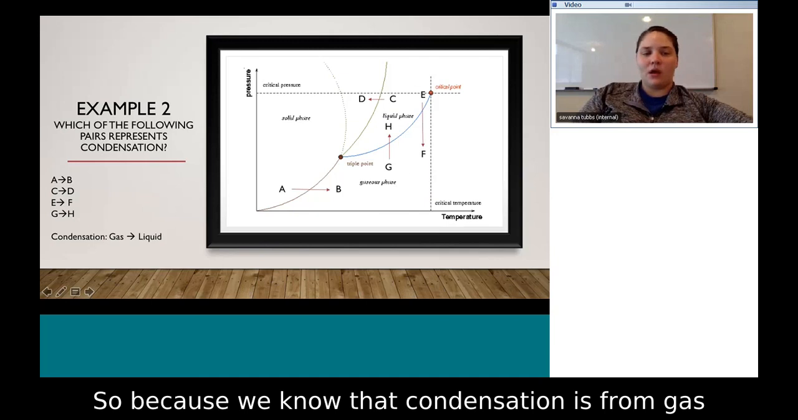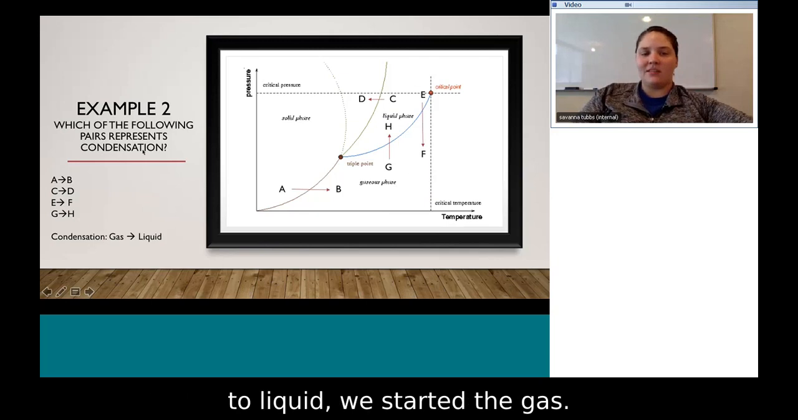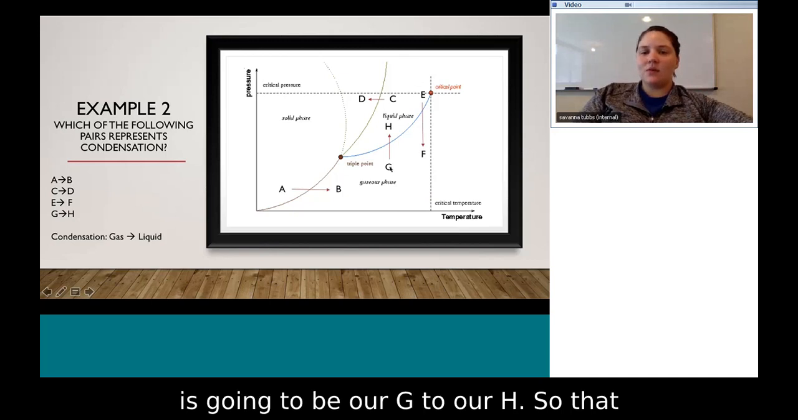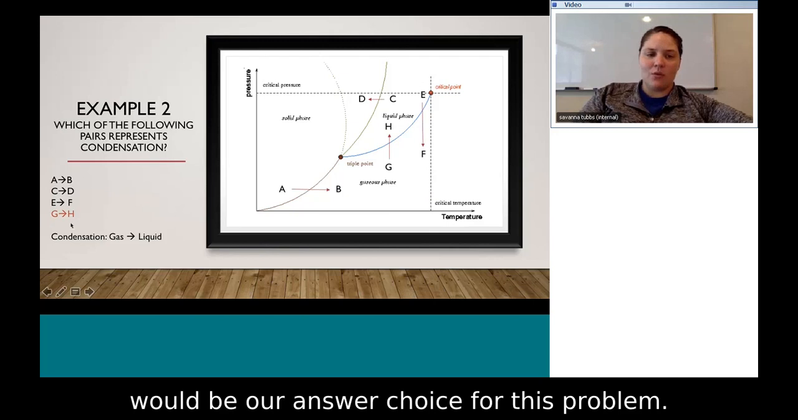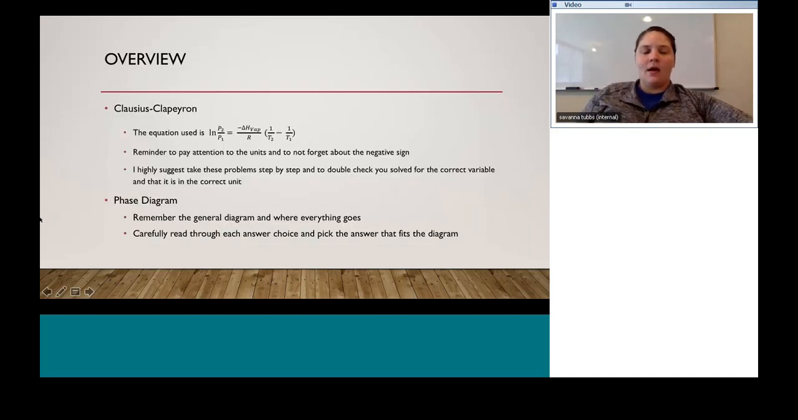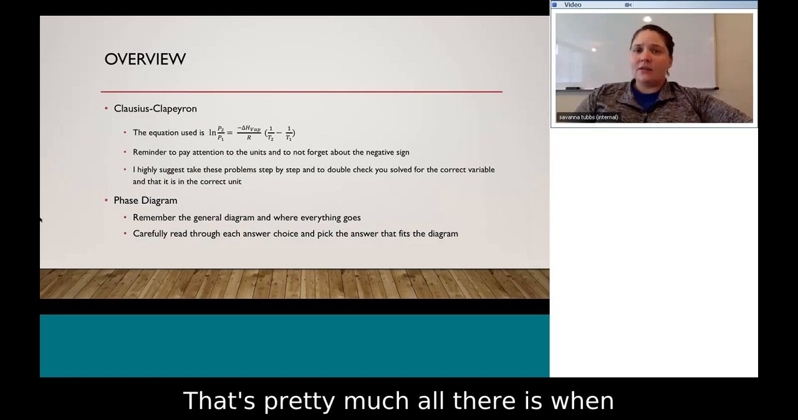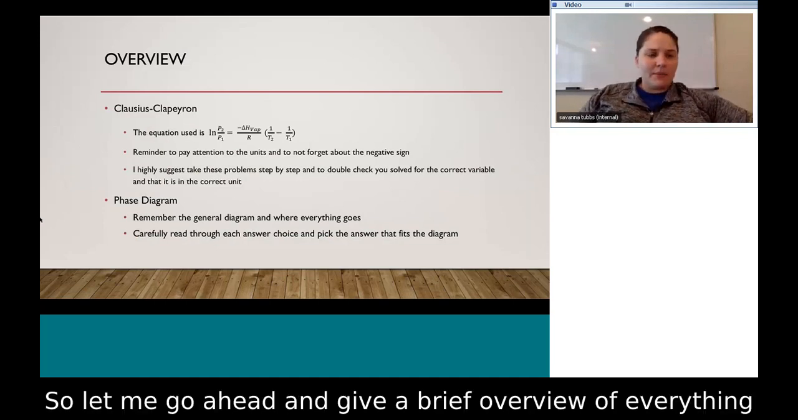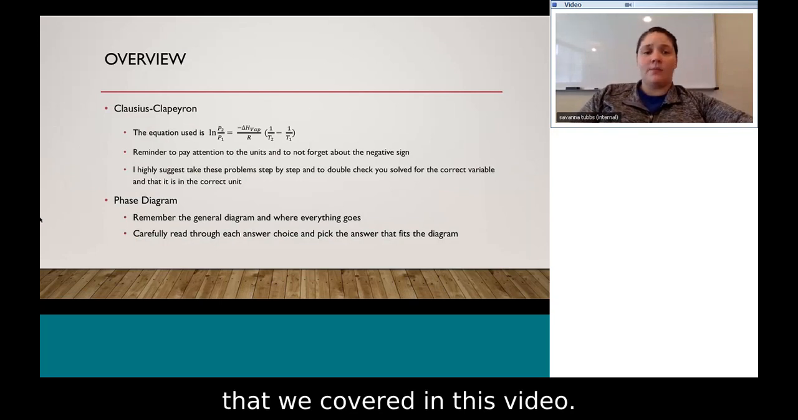Because we know that condensation is from gas to liquid, we start at the gas. So the one that is pointing from gas to liquid phase is going to be our G to our H. That would be our answer choice for this problem. That's pretty much all there is when it comes to phase diagrams. So let me go ahead and give a brief overview of everything that we covered in this video.